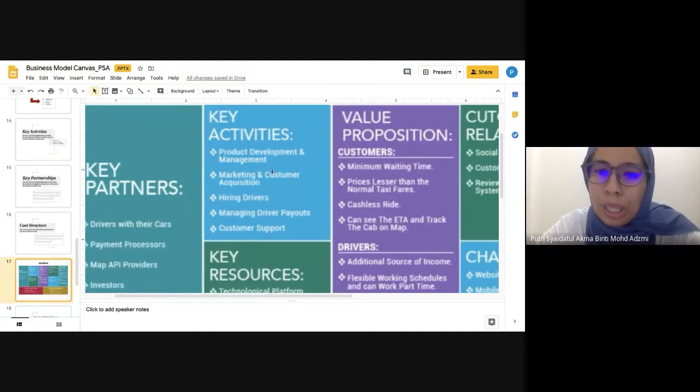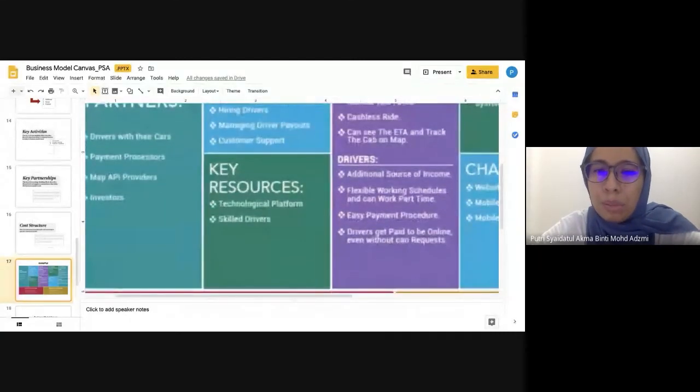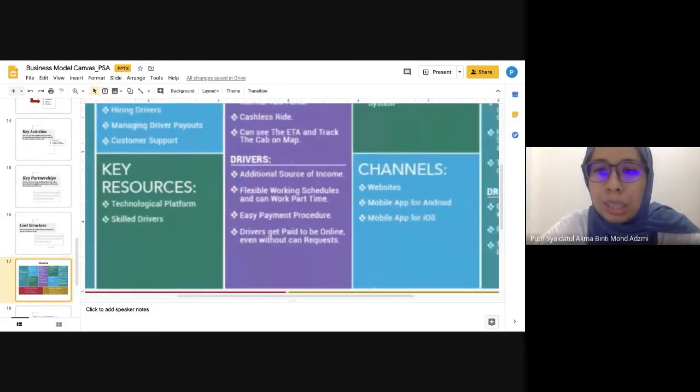Okay, so when you have these activities, then you look at your key resources. Here they only highlighted two things basically: your platform and your drivers. That's all. So they don't have warehouse, they don't have office space, they don't highlight this, at least at the moment here. So they only highlight two things.